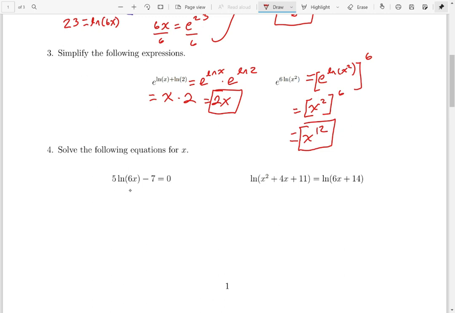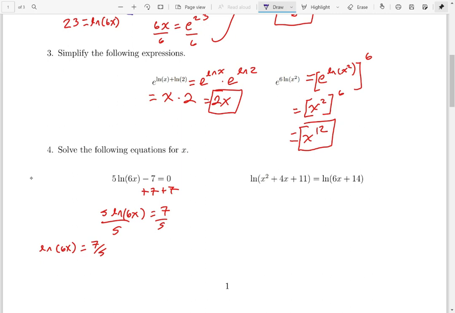Well, I claim that if we can get the natural log by itself, then we can use our official definition of natural log to rewrite it in terms of an exponential, and hopefully we can solve it. And so let's try exactly that. Let's isolate the natural log as much as we can. Let's add 7, add 7. I then get 5 natural log of 6x is equal to 7. Then I can divide by 5, and I get that the natural log of 6x is equal to 7/5.